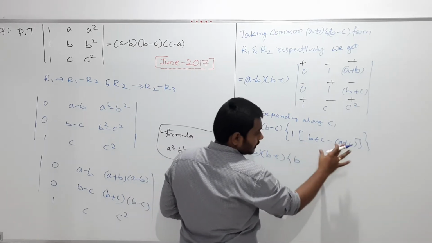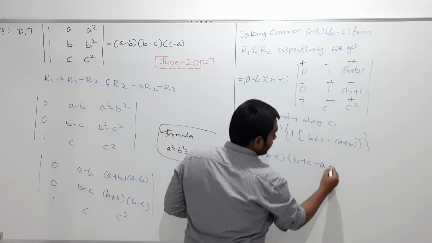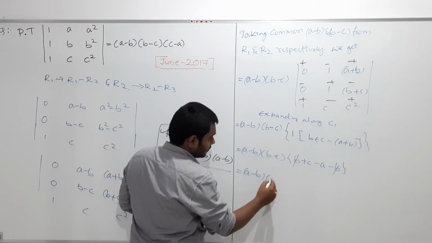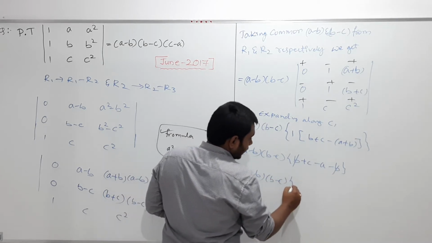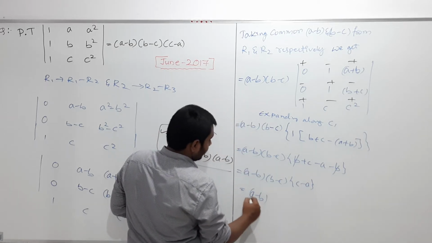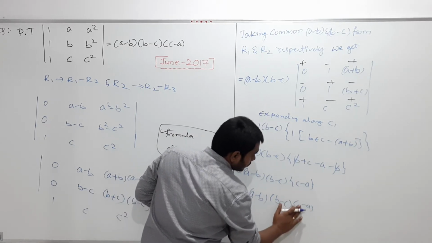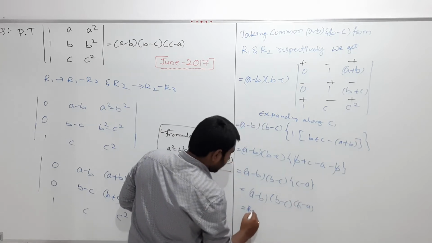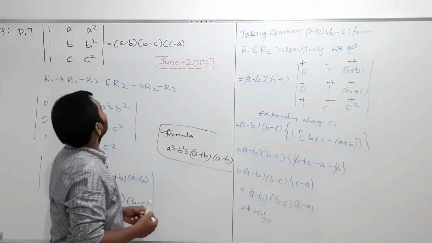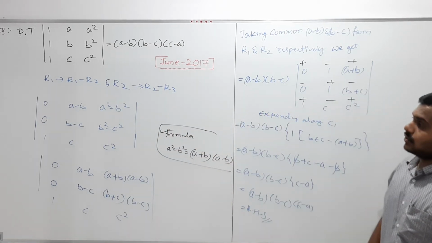Next, here 1 and anything is this element only. So b plus c minus a minus b. Plus b minus b gets cancelled. So (a minus b) into (b minus c) into, here it is, (c minus a). So here (a minus b) into (b minus c) into (c minus a). This is what your required RHS. Clear? So like this you should solve. Very important, my dear friends. This question was already asked in June 2017. So like this you should solve.